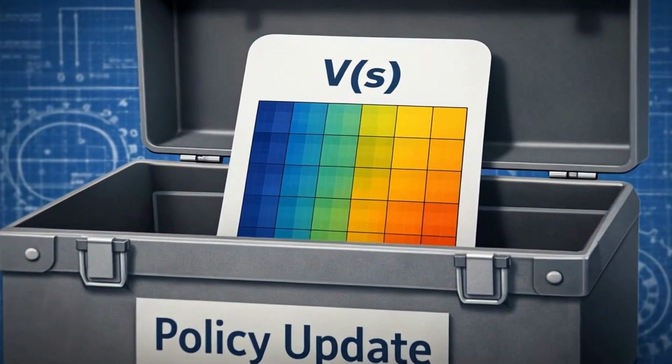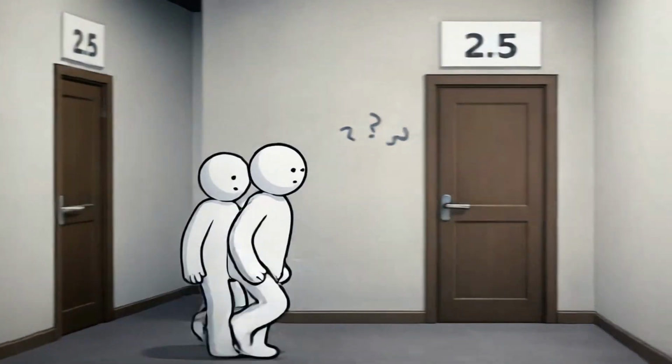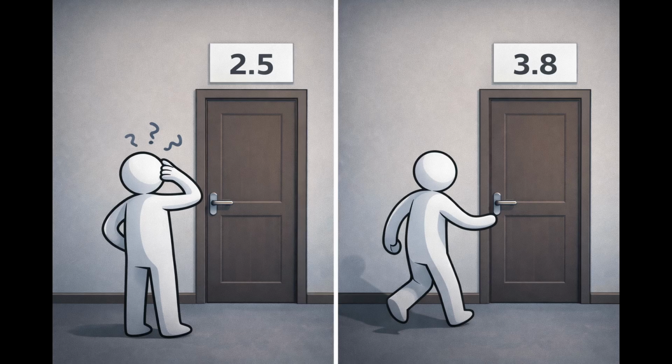Policy improvement doesn't require a mysterious trick. It's a structured version of a very human idea. If one choice reliably leads to better outcomes than another, start choosing it more often. In RL terms, better outcomes means higher expected return, which is exactly what value functions summarize.